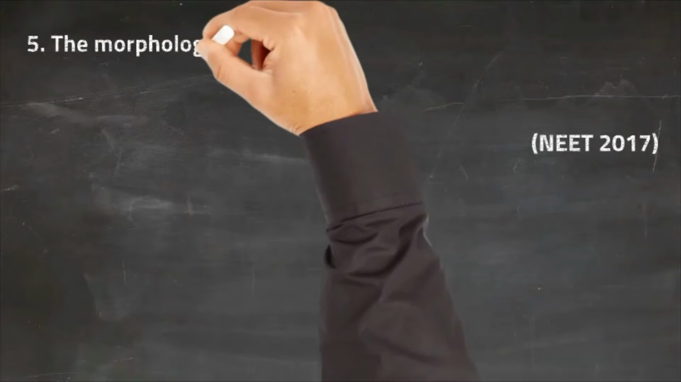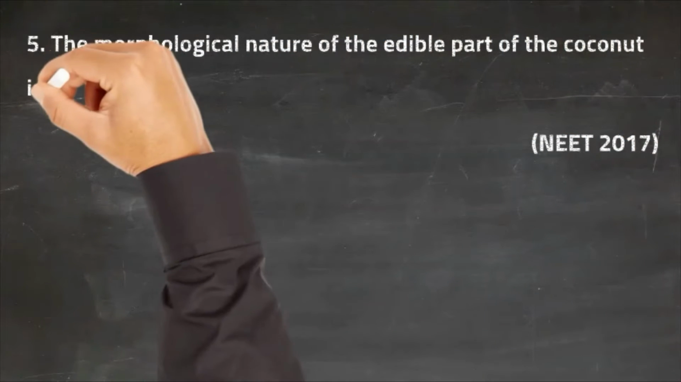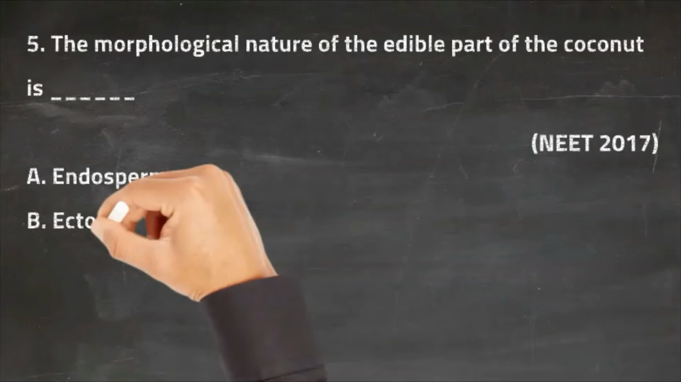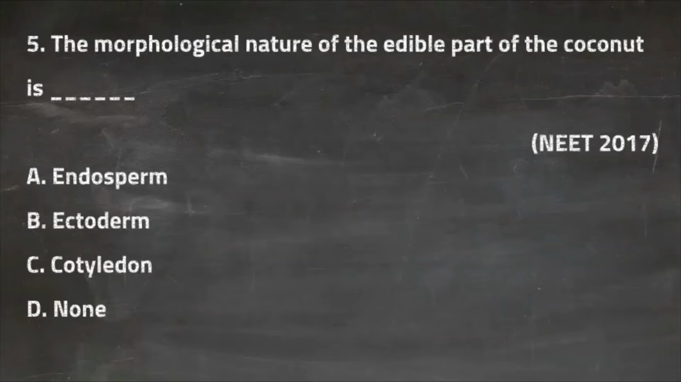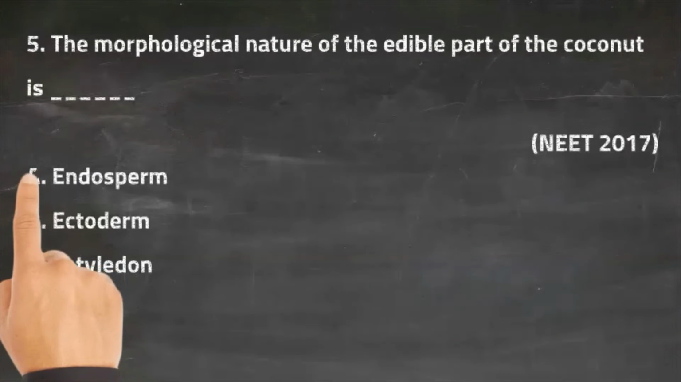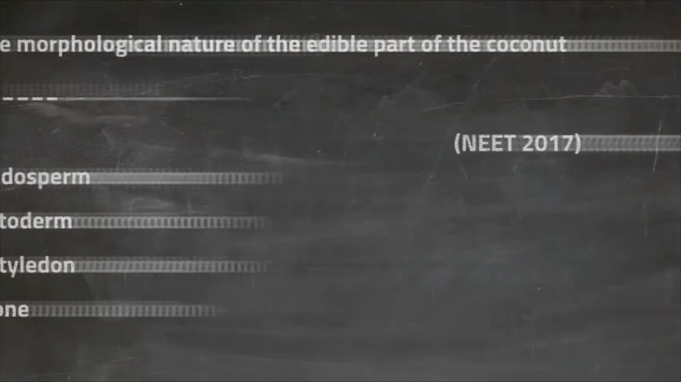So the fifth question is the morphological nature of the edible part of the coconut is dash. The first option is endosperm, the second option is ectoderm, the third option is cotyledon, and the last option is none. So the right answer for this question is option A, and that is endosperm.